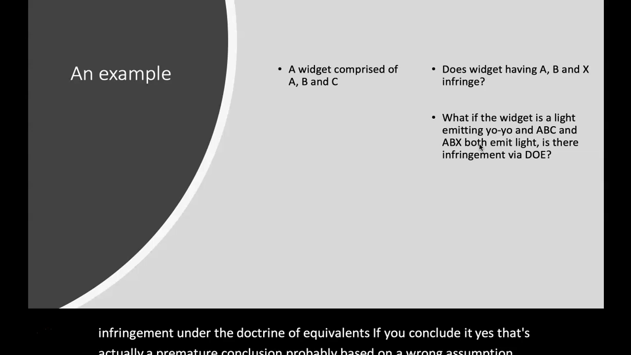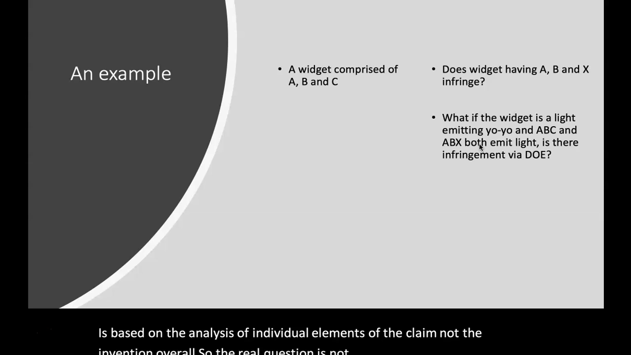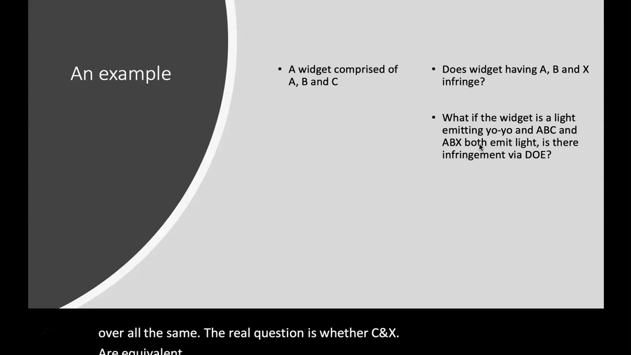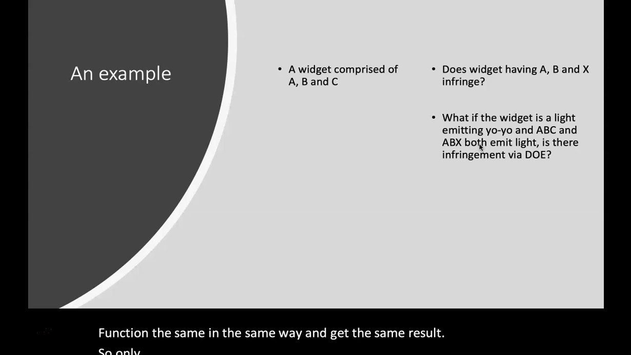Remember that the doctrine of equivalents is based on the analysis of individual elements of the claim, not the invention overall. So the real question is not whether the two widgets are overall the same. The real question is whether C and X are equivalent with the three-part test. In other words, do C and X function the same, in the same way, and get the same result? So only if all three things are true would you have equivalence.